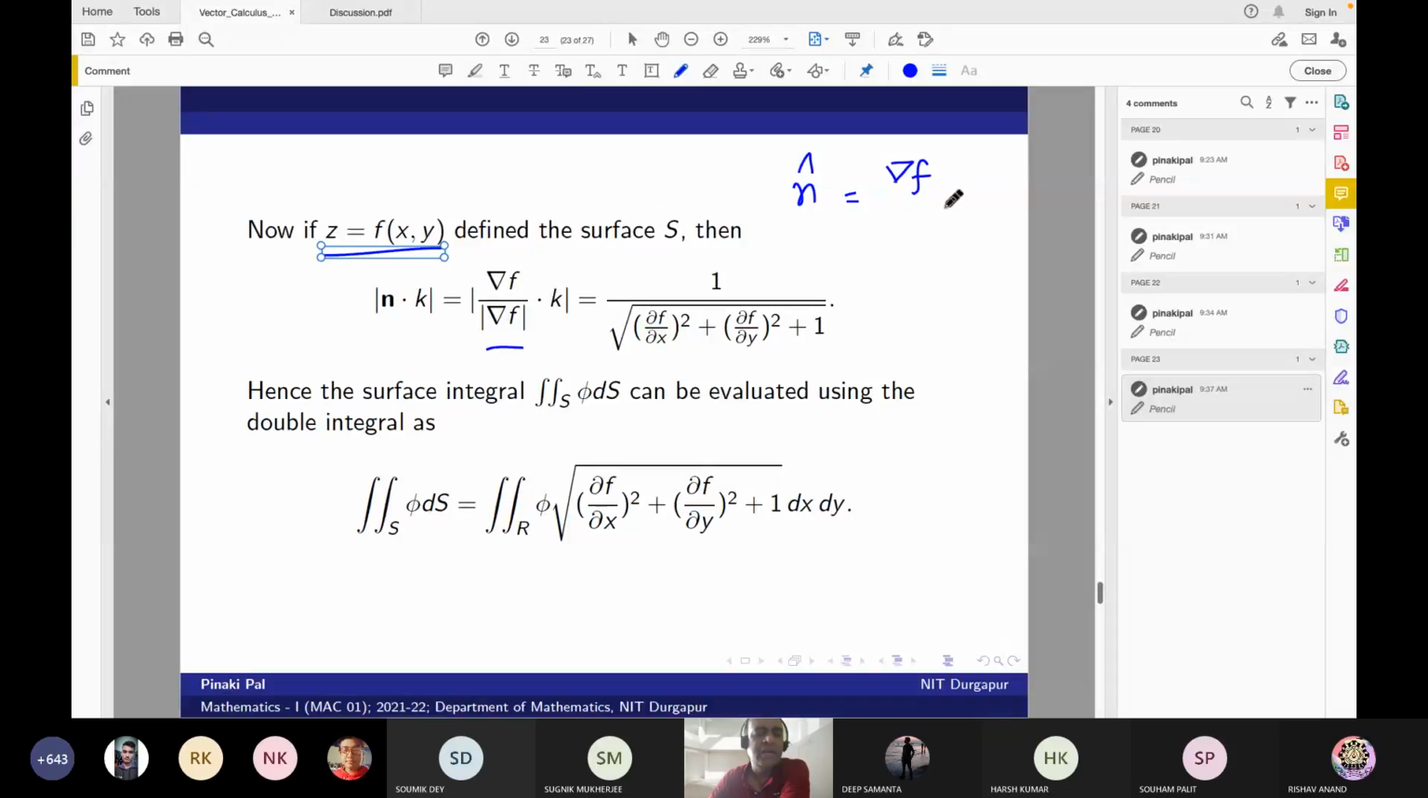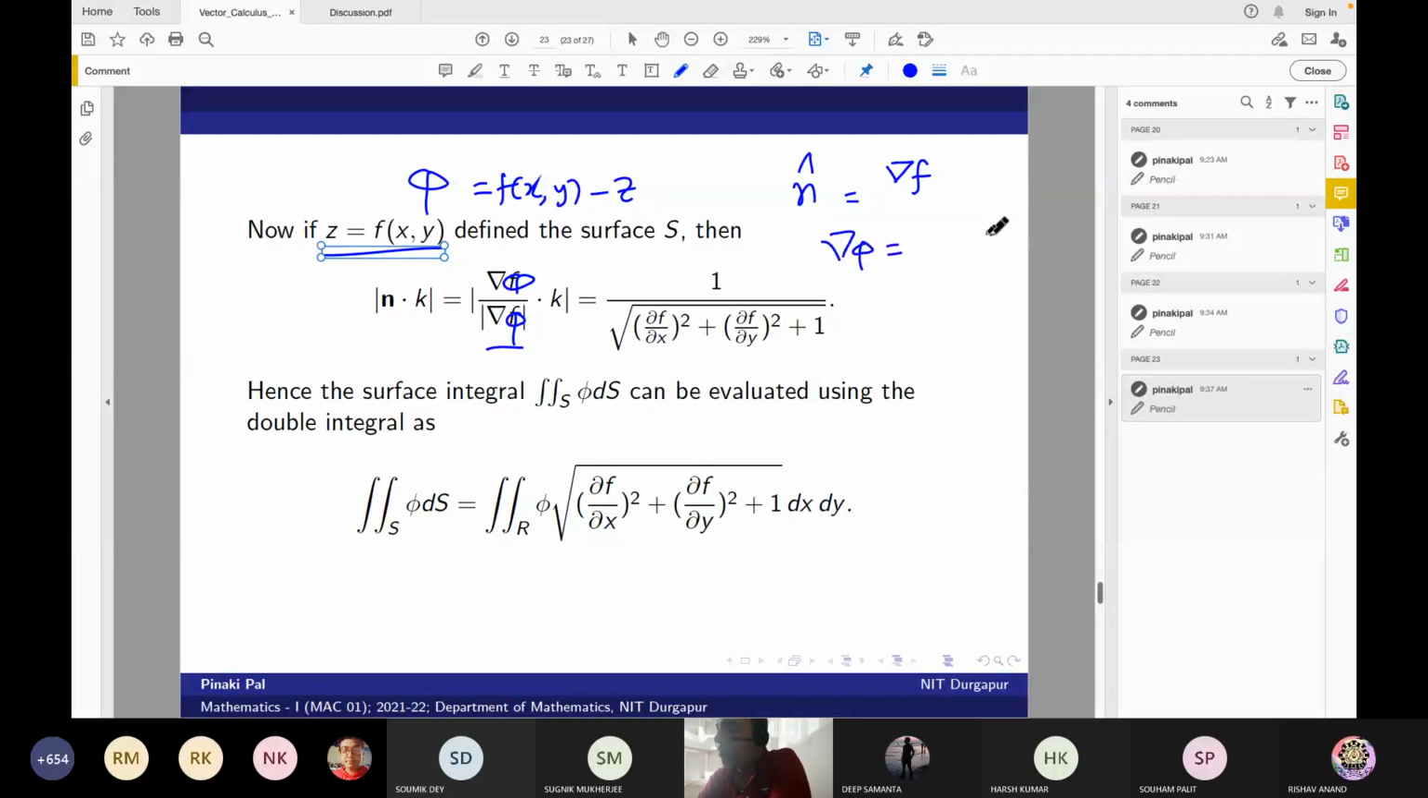I made some mistake over here. This is not f. f is a function of xy. I should have written phi over here, where phi is equal to f(x,y) minus z. Do you understand my mistake over here? Okay, so then what is your grad phi?